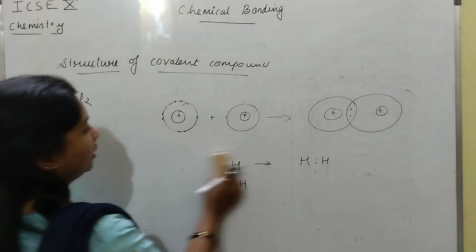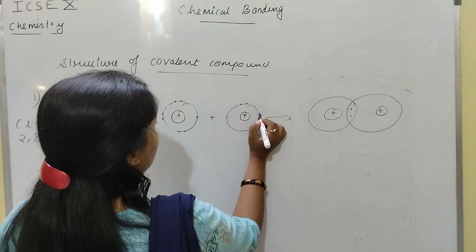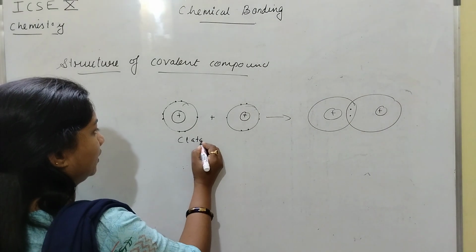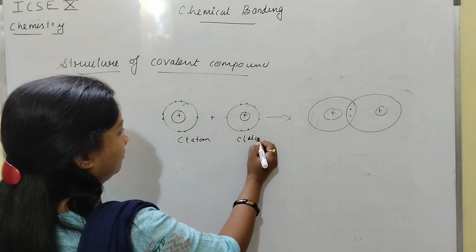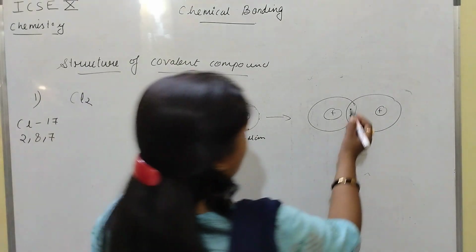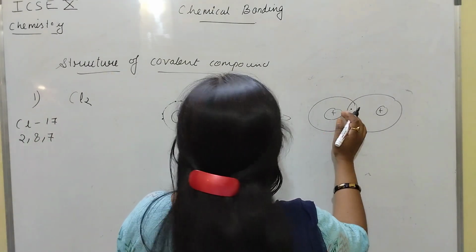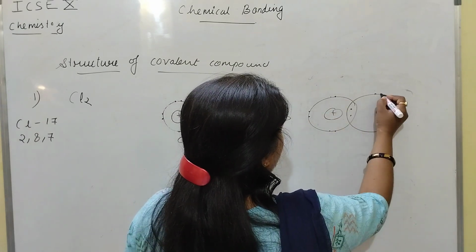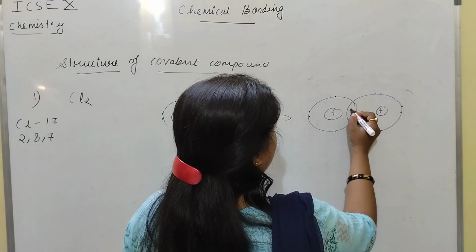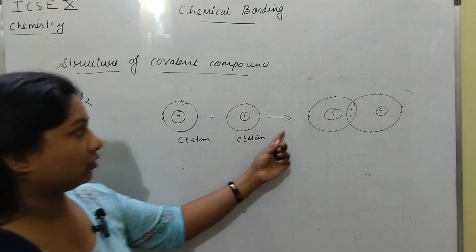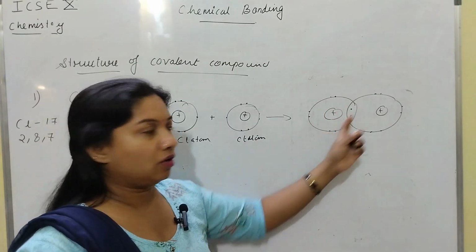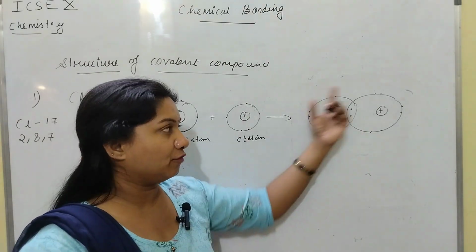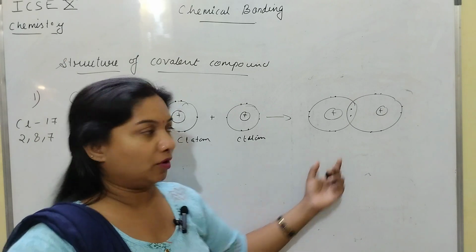7 electrons in the outermost shell, 7 electrons in the outermost shell. This is one chlorine atom and this is another chlorine atom. After combination, if we count the number of electrons, this chlorine atom has 8 electrons now and the other chlorine atom has 8 electrons now. So both are satisfied with their octet complete and form a stable molecule, that is the chlorine molecule.